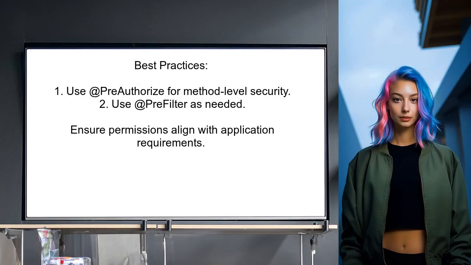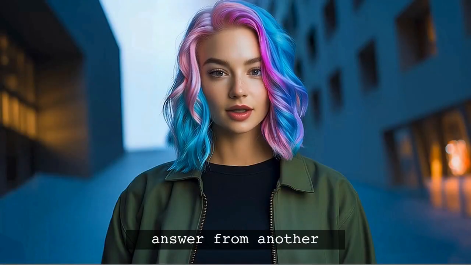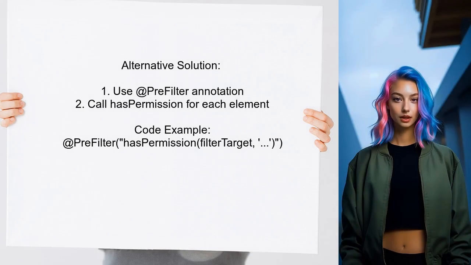Lastly, they emphasize the importance of using the correct annotations like @PreAuthorize and @PreFilter, ensuring that permissions are checked according to the application's requirements. Let's take a look at another answer from another user. An alternative approach suggested by a user is to utilize the PreFilter annotation. This allows you to call your permission service for each element in the collection. By using PreFilter with the hasPermission method, you can elegantly handle permissions for collections.